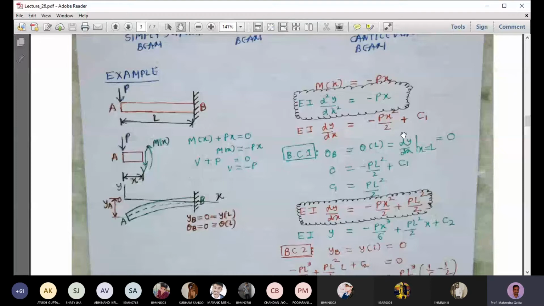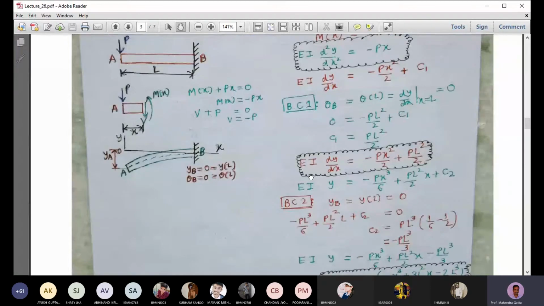So here we substitute x is equal to L, which gives minus PL²/2 plus C1. So we have 0 is equal to minus PL²/2 plus C1, and we get C1 is PL²/2. So we have found the first constant by applying that first boundary condition. So we directly substitute that C1 value here, and we will get EI dy/dx is minus Px²/2 plus PL²/2.